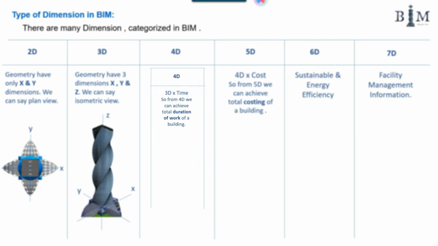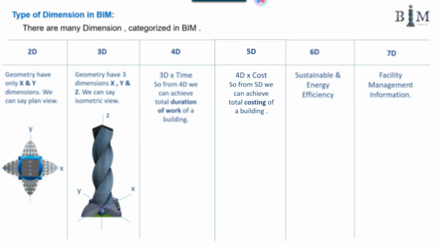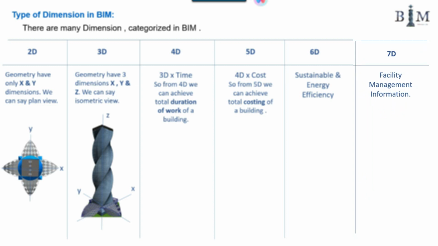For 4D, this is 3D multiplied by time. So from 4D, we can achieve the total duration of work of a building. For 5D, this is 4D multiplied by cost. So from 5D, we can achieve the total costing of a building. For 6D, this is sustainability and energy efficiency, and for 7D, this is facility management information.